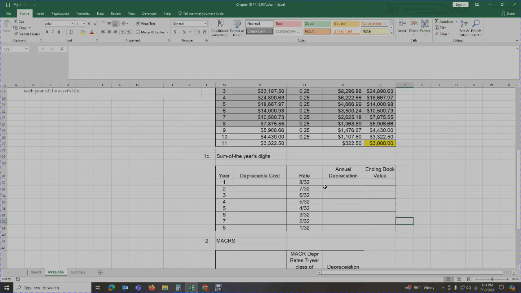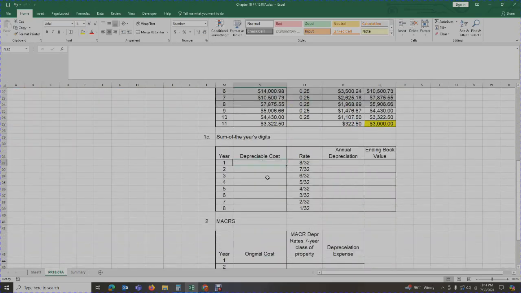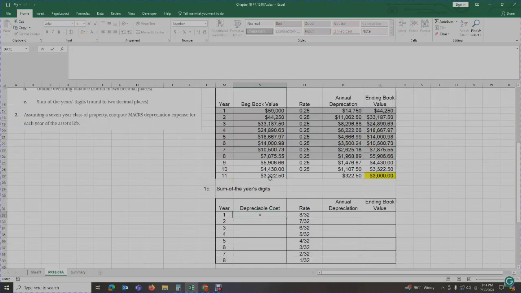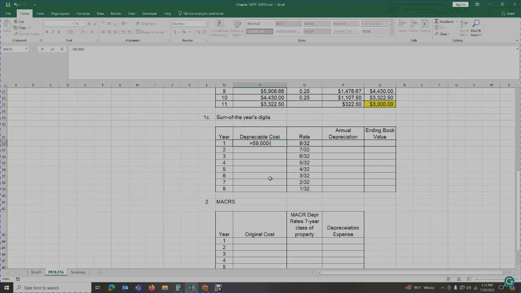Now, the depreciable cost is the cost minus the salvage value. So it will be the cost of 59,000 minus the residual value of 3,000. That's going to give me a depreciable cost of 56,000. You are always going to multiply the rate by the depreciable cost. Always. The depreciable cost will not change every year. The depreciable cost will remain the same, 56,000.